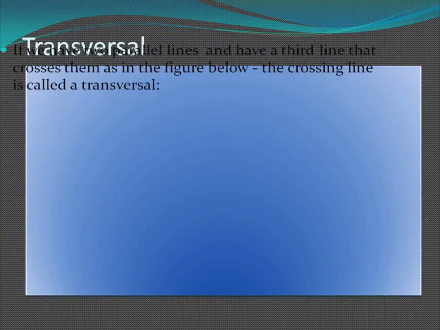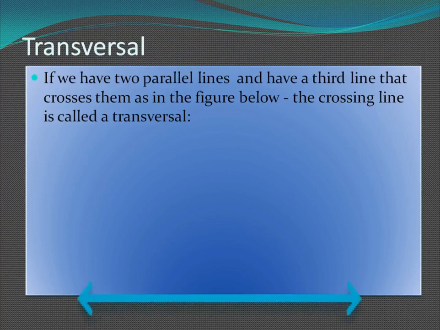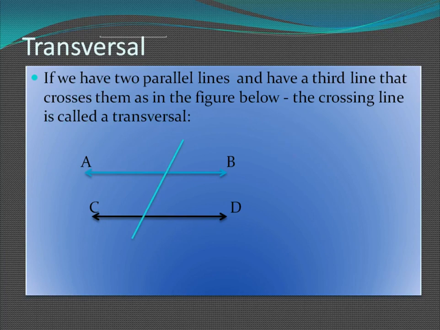Now I will tell you about the transversal. What is the transversal? A transversal is a line which crosses two parallel lines. You can see here this is line AB and this is another line, CD. These two lines are parallel, and the third line which crosses these two lines is called the transversal. Here you can see the third line, and this is basically the transversal. If we draw a transversal, many angles are formed.